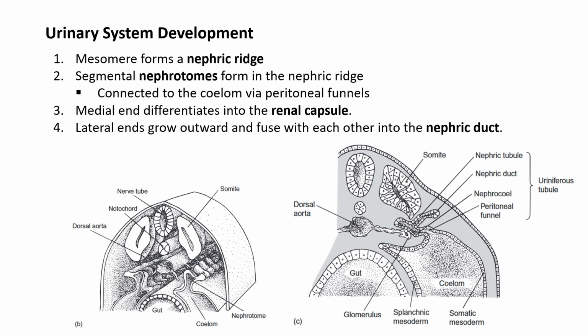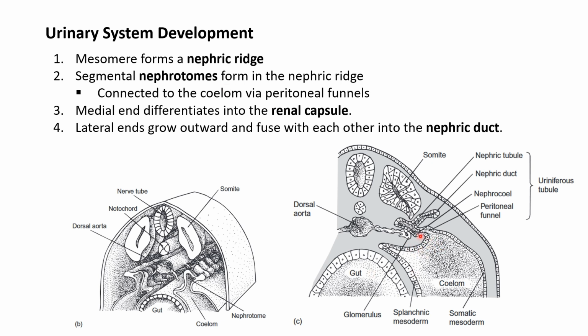The urinary system developed from the portion of the mesomere called the nephric ridge, running along the longitudinal axis of the embryo. This ridge forms segmental nephrotomes from which the uriniferous tubules will develop. Let's take a look at the nephrotome in cross-section.